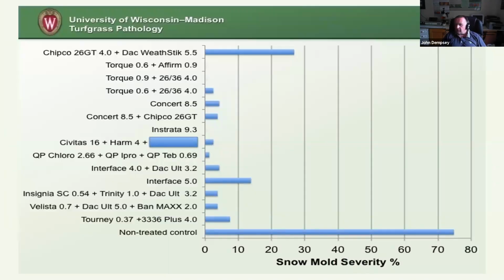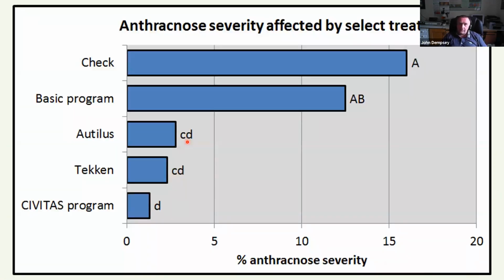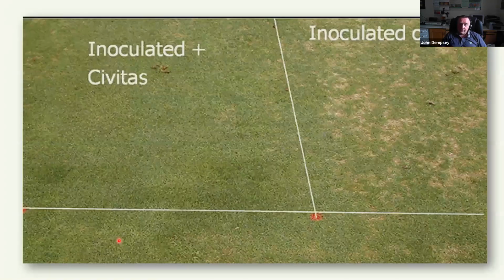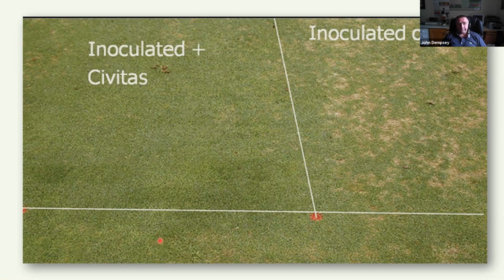This is it on snow mold, or Microdochium. The bottom line is the control level. Using Civitas, you can see a good reduction in disease levels. This is the effect on anthracnose, again with the control on top. Civitas is again very effective, and you can see in the picture how effective it is. This is primarily from enhancing the plant's defense mechanisms prior to infection.